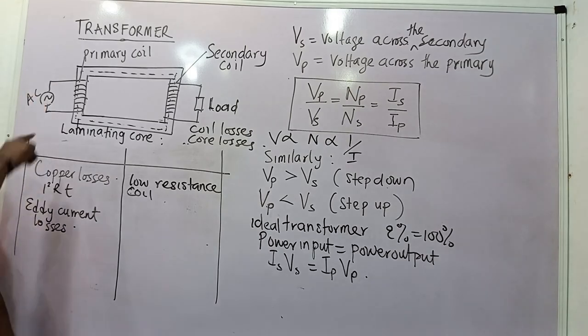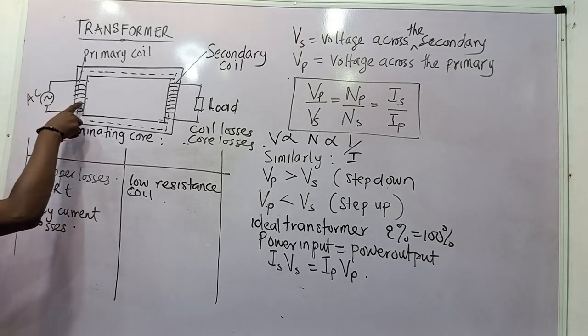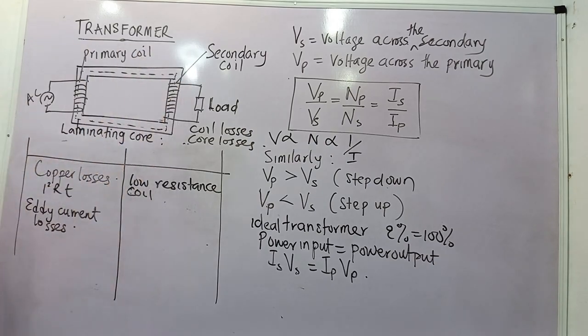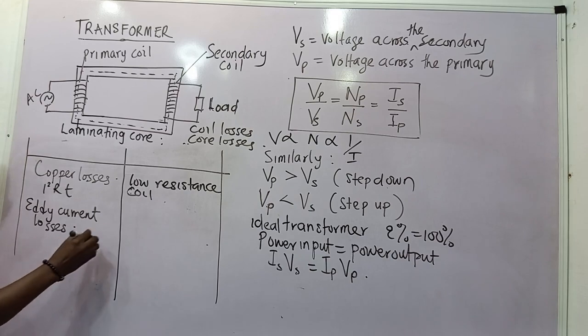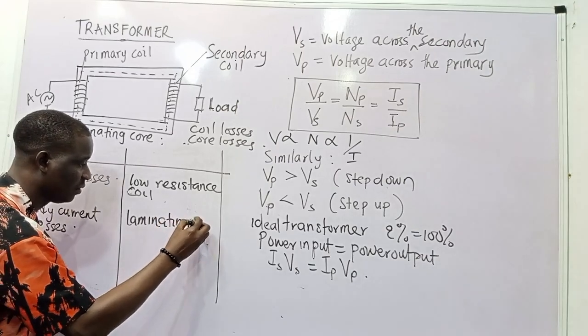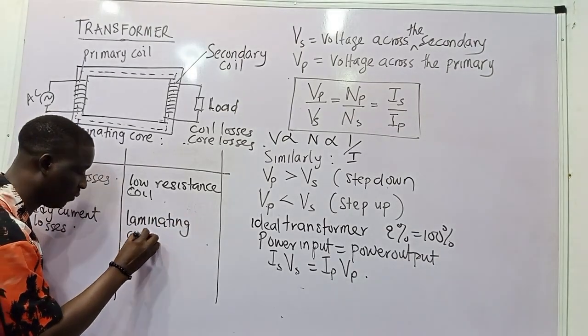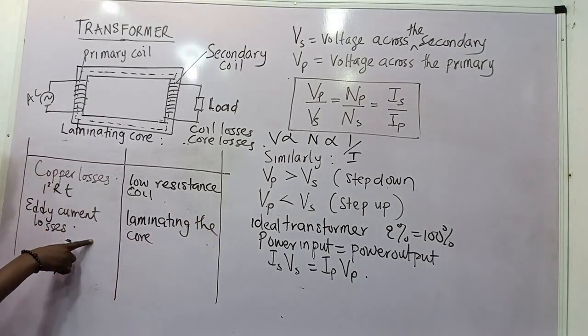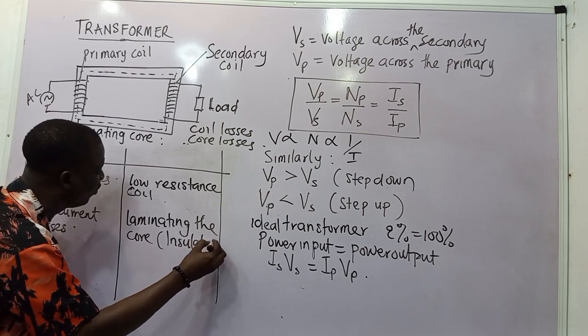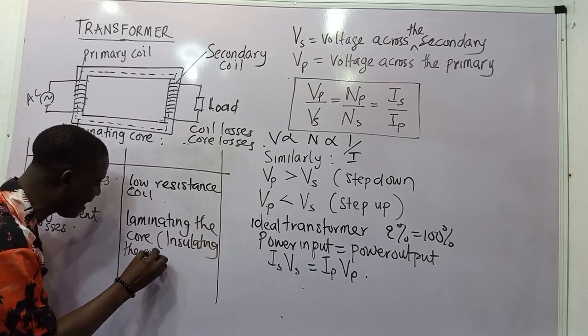Because this magnetic flux created in the primary is supposed to link the secondary without any loss. But if there is a leakage, then there will be flux linkage loss. And that brings about laminating the core. Laminating the core, so this is a core loss. Or if you see this in the exam, insulating the metal.